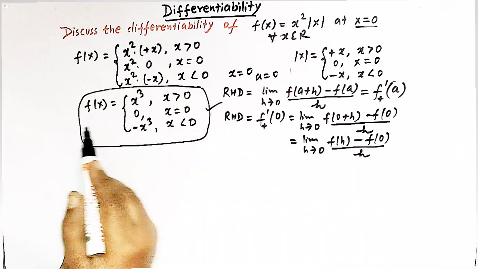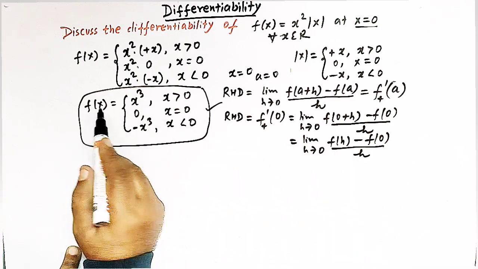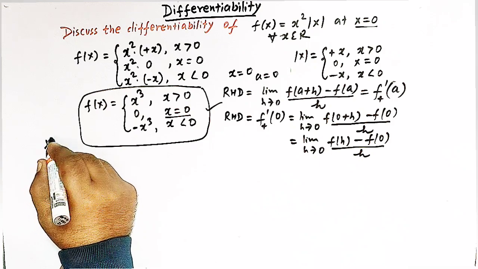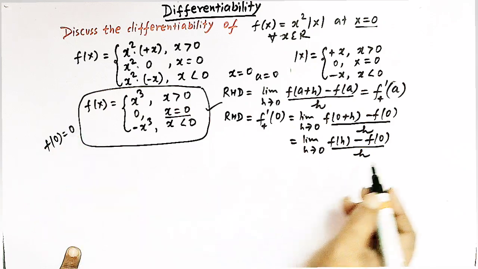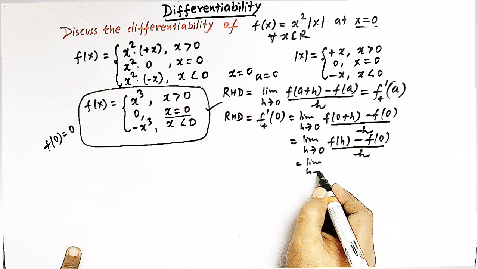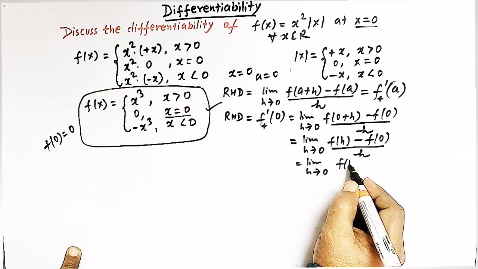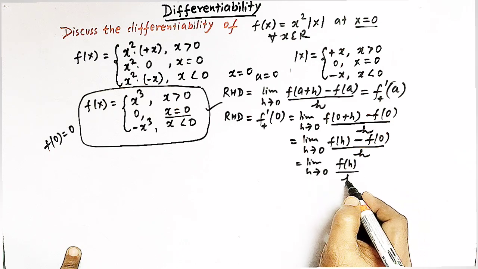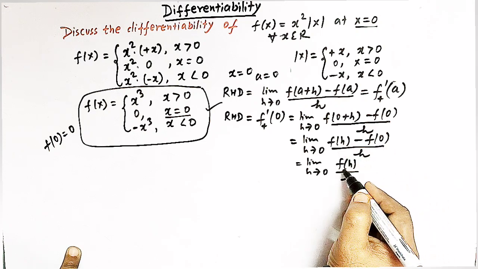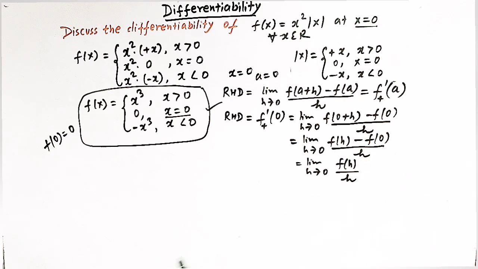Now f of 0 can be obtained from here. When x is equal to 0, then f of 0 is equal to 0. So here we have 0. So we can now write limit h tends to 0 and f of h over h, because here we have f of h minus 0, that is simply f of h.